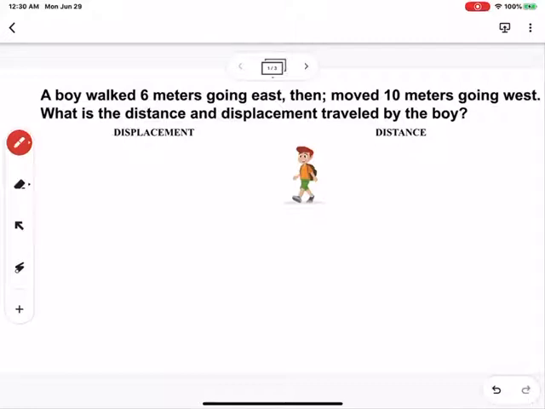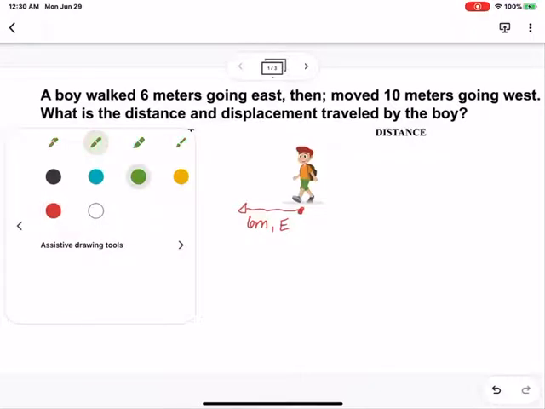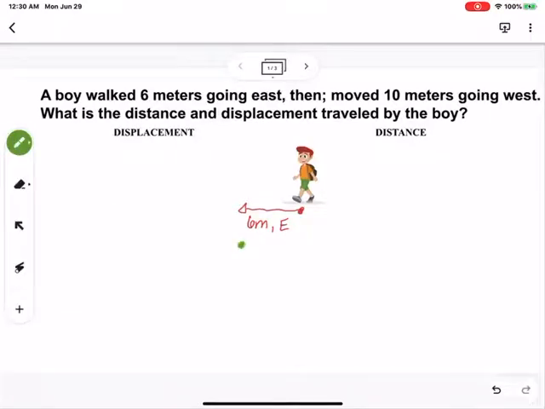So the boy started moving from the center going east by 6 meters. That's how you represent the movement. And then after reaching the 6 meters east, the boy then moved going to the west by 10 meters. So this is going west.